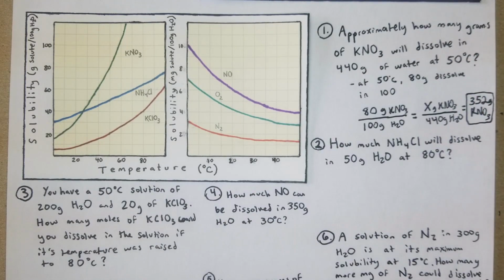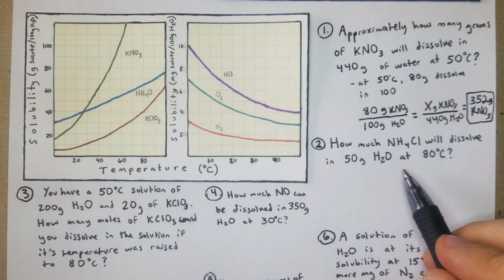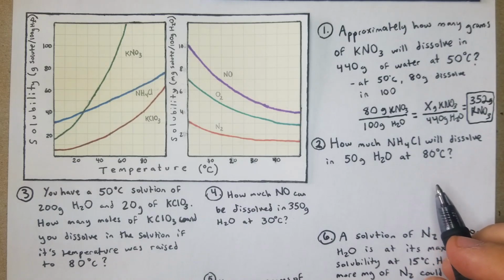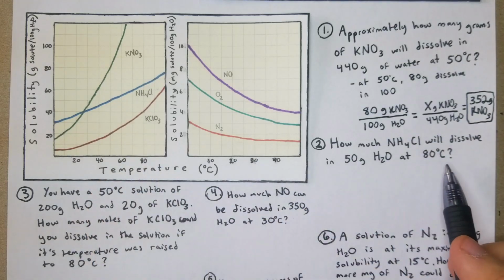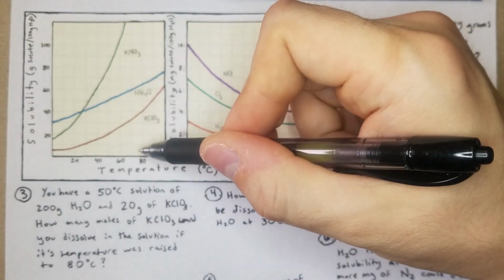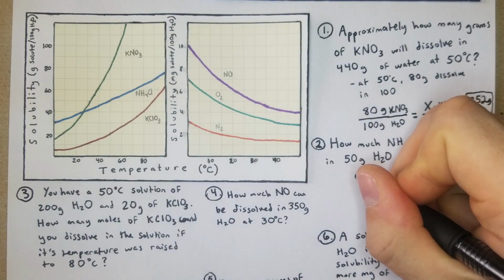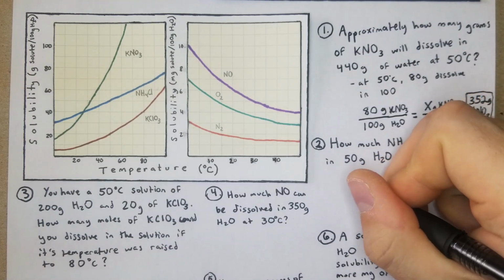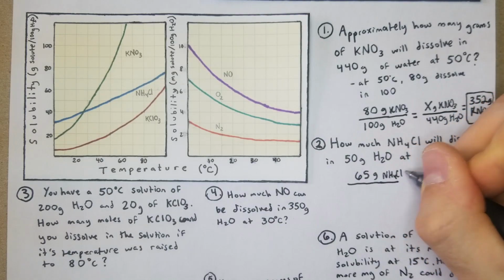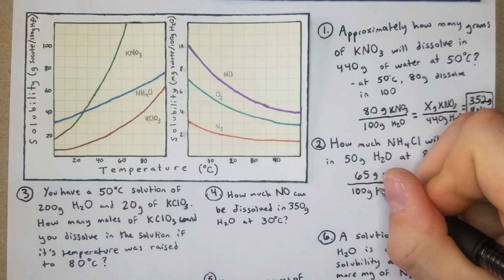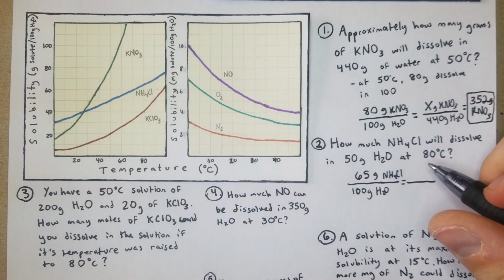Alright, moving on to number 2 here. So how much NH4Cl will dissolve in 50 grams of H2O at 80 degrees? So first of all, we'll just set this one up again. So NH4Cl, we'll find it on the chart. What temperature are we working on? 80 degrees. So 80 degrees NH4Cl. Looks like we're right at 65. So we're going to do 65 grams at 80 degrees of NH4Cl per 100 grams of water, and that's going to be equal to 50 grams water.